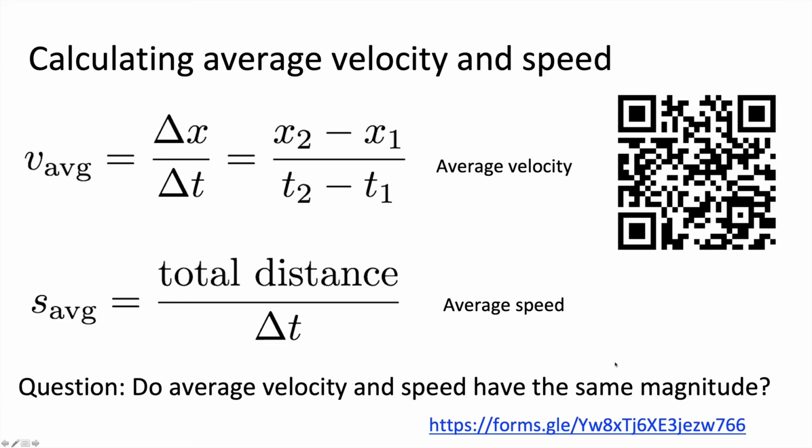If we think about that particle which was going around a circle, then the total displacement, once it had gone around the circle once, was 0. And so the average velocity would be 0. But the average speed was the circumference of the circle divided by however long it took to go around the circle, which wasn't 0. So they don't have to have the same magnitude.